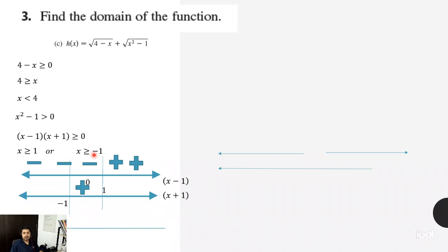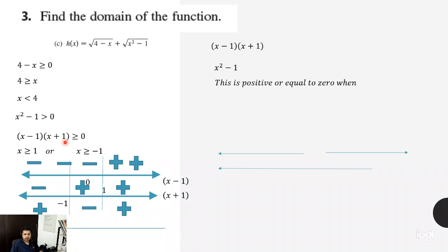All the numbers to the right are positive. So let's take a number, 0. Then here 0 plus 1 is positive. So all the numbers to the right are positive, and all to the left are negative. And then let's use the other one.